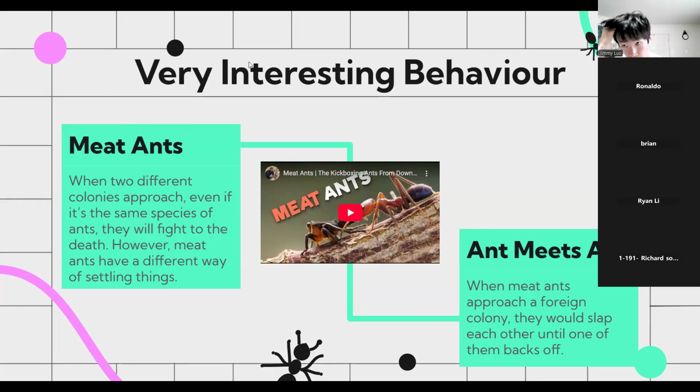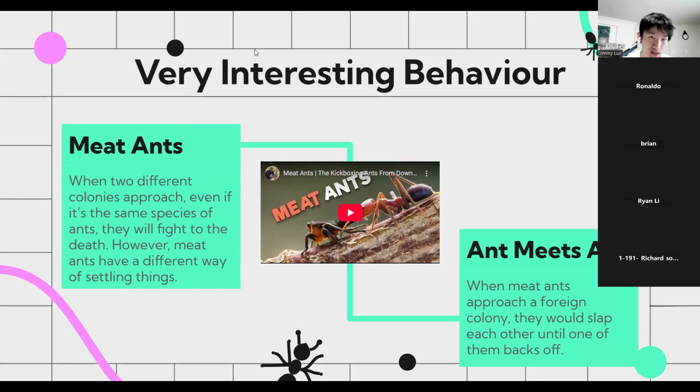However, with most ants, they have this pheromone, right? We talked about pheromones, and all of the different ant colonies have different types of pheromones. And because they have different types of pheromones, that enables ants to fight each other because they are different from each other, right?